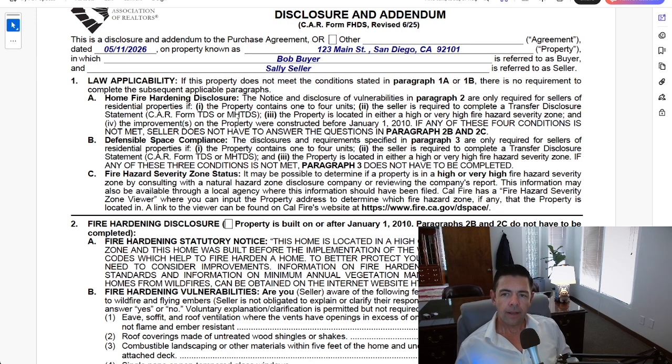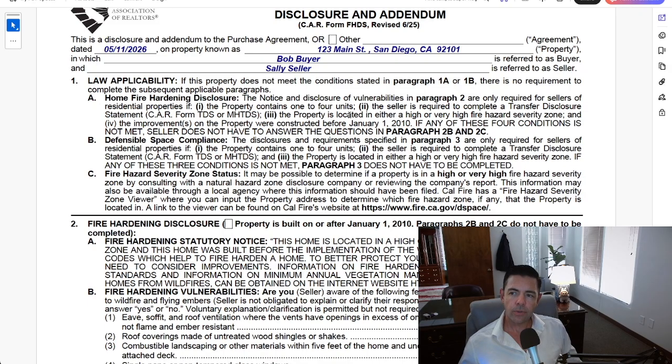Number 1, is the property between 1 to 4 units? And 1 to 4 units is anything from a condo or a single family home at 1 unit all the way up to a 4-plex. It's another way of saying residential real estate. So is this residential real estate? Okay, yes, we'll say it is.